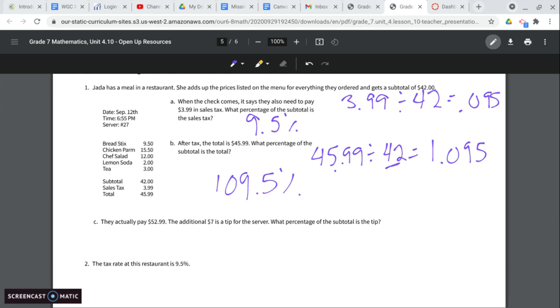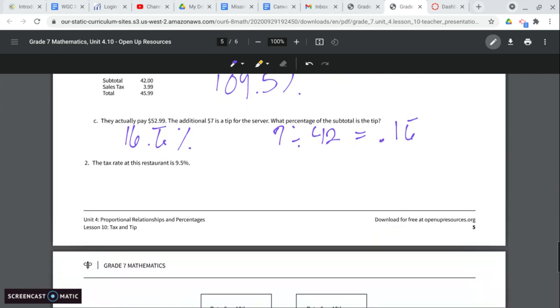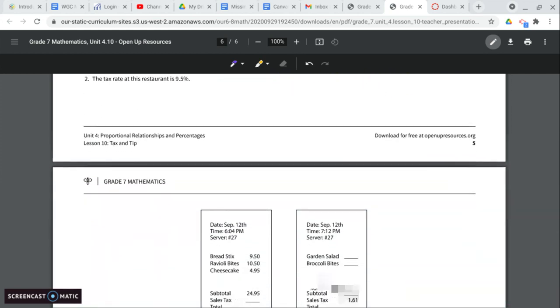The additional $7 is a tip for the server. What percentage of the subtotal is the tip? So $7, because that's the tip, divided by the subtotal of 42 equals 7 divided by 42, which is going to give us 0.16 repeating, which means it's about 16.6 repeating percent. So almost 17 because of that repeating 6 if we rounded it up.